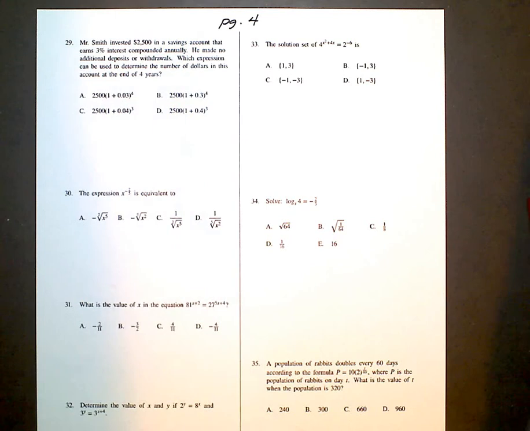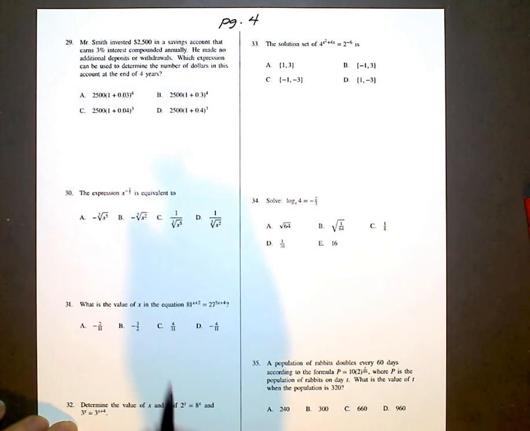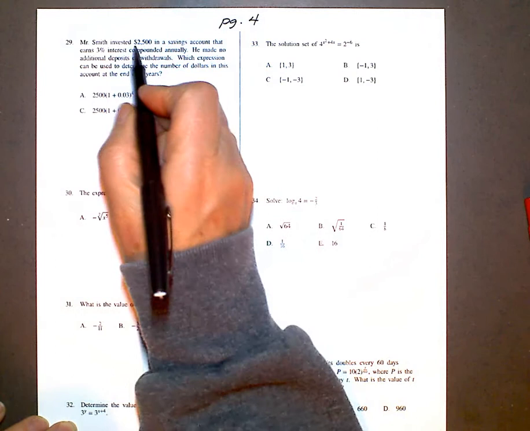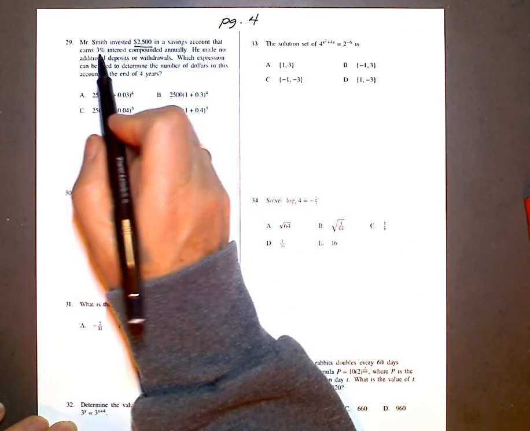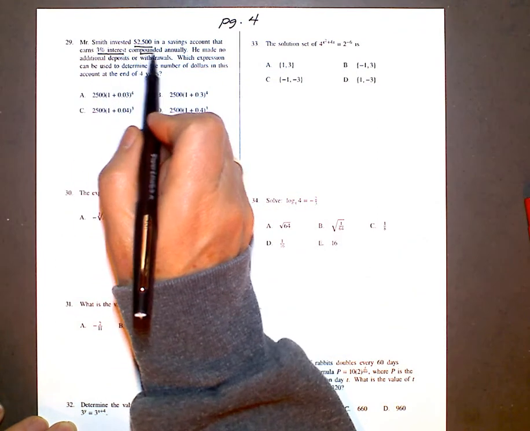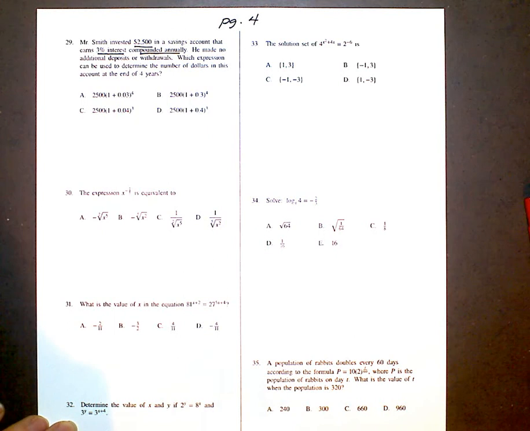Okay, this is page 4 of the Chapter 10 review worksheet. And in number 29, we have Mr. Smith, and he's putting $2,500 in a savings account. He's earning 3% interest, simple interest, compounded annually. Which expression can we use to determine the number of dollars at the end of 4 years?